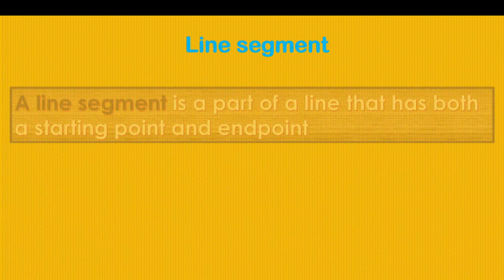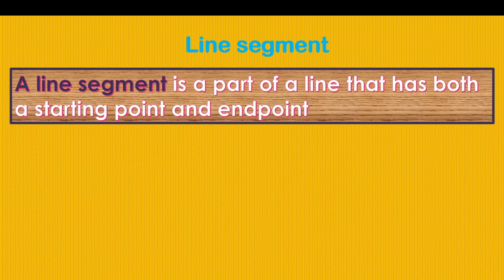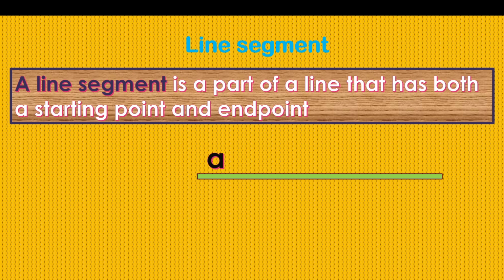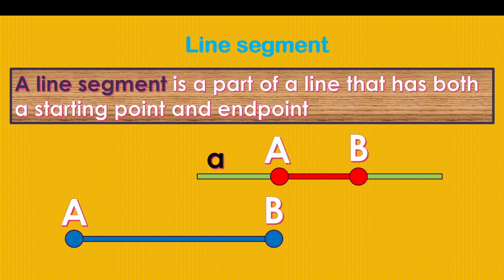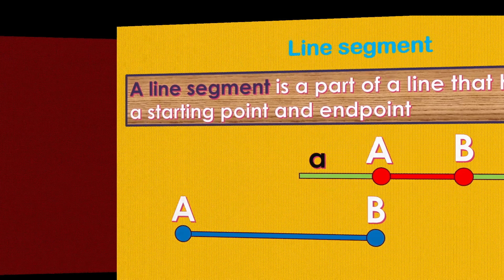They will be complementary. A line segment is a part of a line that has both a starting point and an end point. We draw a line a and place points A and B. After that, we will get a segment AB, which we will highlight in red. Each segment has a length greater than 0. The length of a segment is also called the distance between its ends.